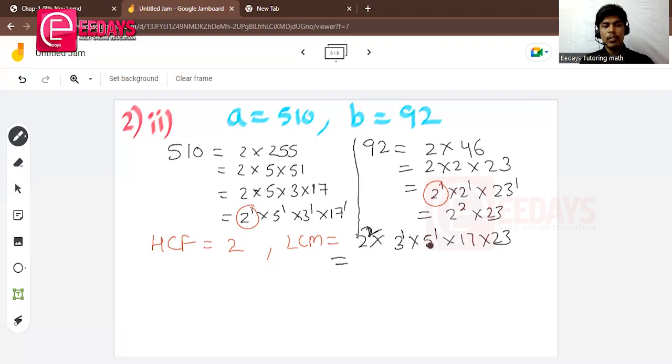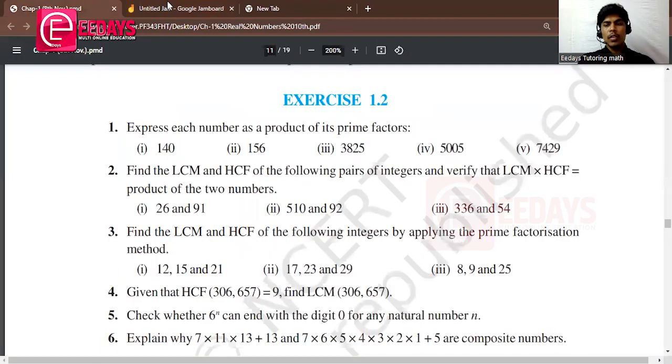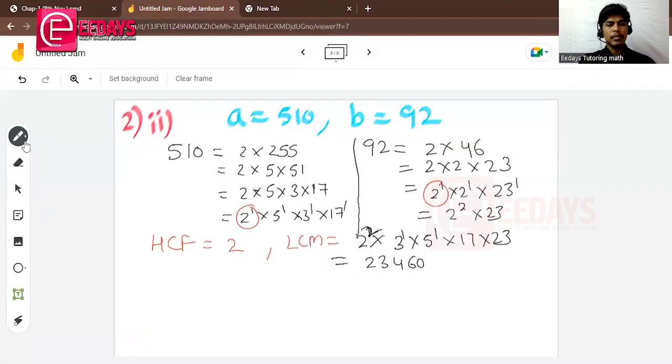2 square into 3 into 5 into 17 into 23. So you'll get, after multiplication, I just write the answer here: 2, 3, 4, 6, 0. Now our job is to verify whether it is correct or not. So how to verify?